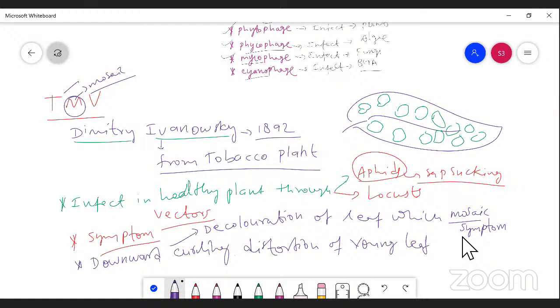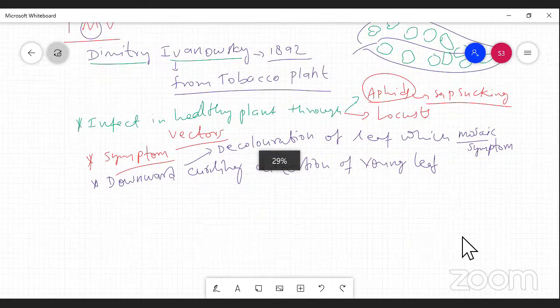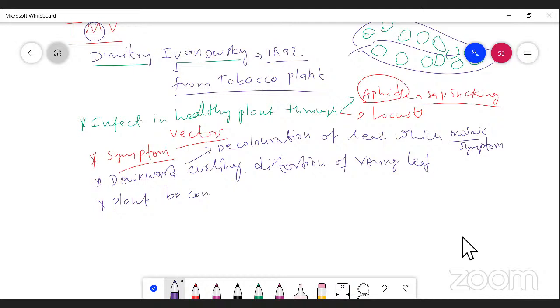Dimitri Ivanitsky in 1892 first discovered the tobacco mosaic virus from the tobacco plant. We infect healthy plants through vectors such as aphids. The symptoms appearing are decolorization, downward curling of leaves, and distortion of young leaves. The plant becomes stunted and yield is affected. These are the symptoms appearing in tobacco mosaic virus.